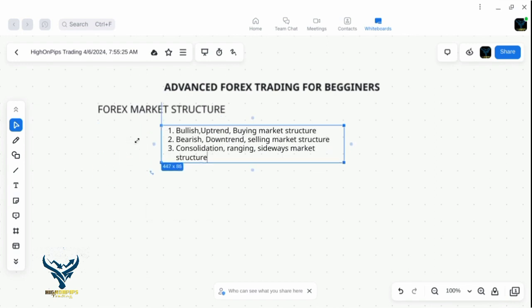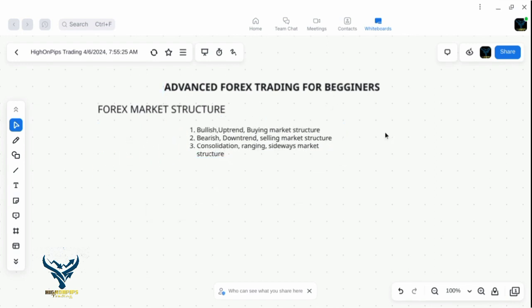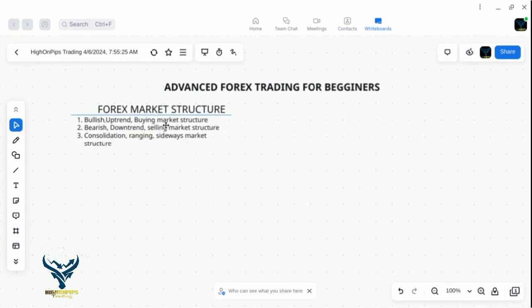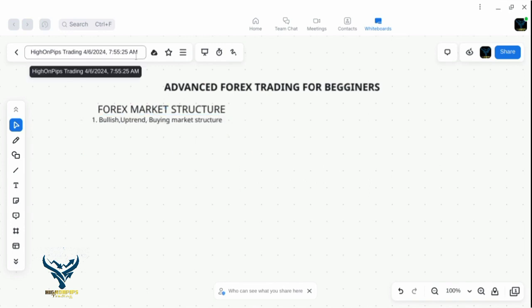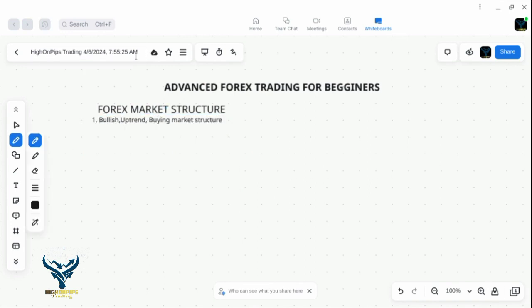First things first, guys. This is what we are going to be focusing on, our market structure. Now let's focus on the bullish market structure. This is how this structure goes. Let's say the market starts from down here going upwards. The structure of a buying market, or a bullish market, or a market that is going up on an uptrend is like this.